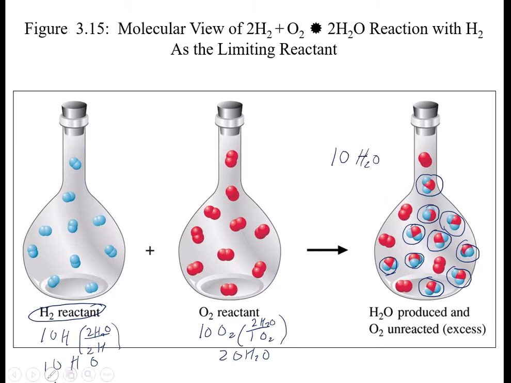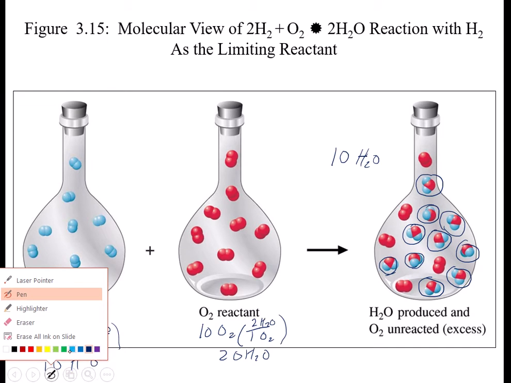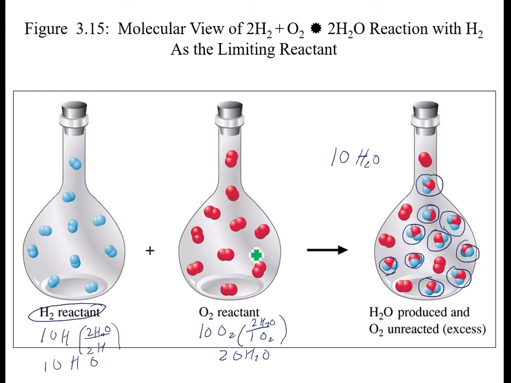Okay, and green should show up there. I have how many oxygens left over? 1, 2, 3, 4, 5. I have 5 oxygens left over. So that's how you do limiting reactant.